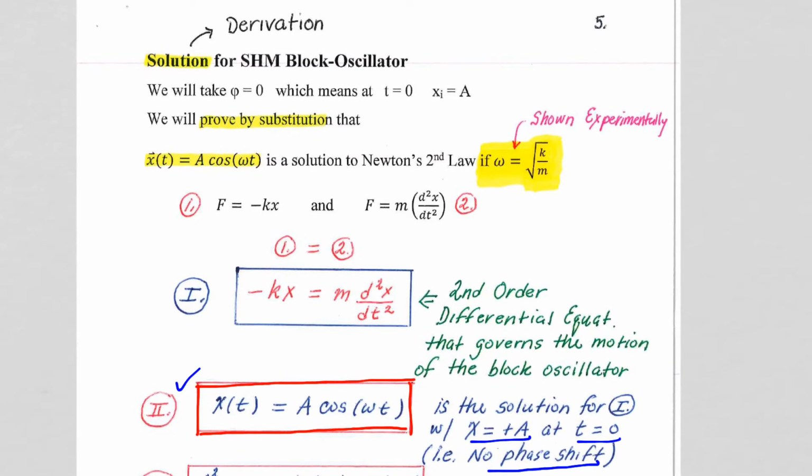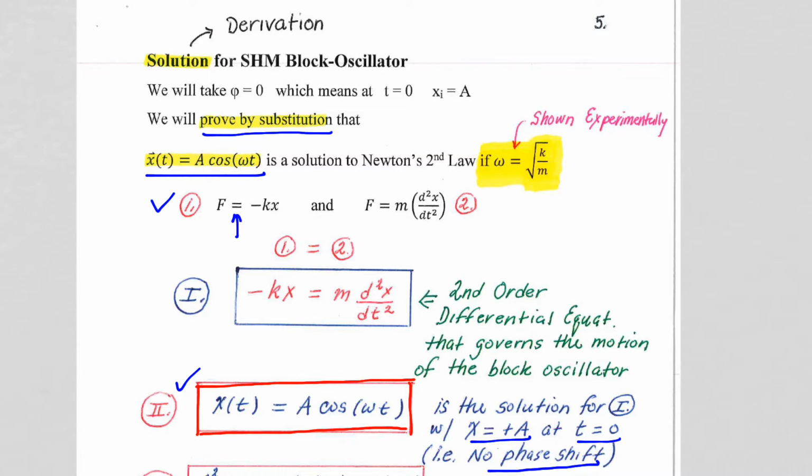Ultimately, what we are going to show on this page of notes is a proof by substitution, which is a valid mathematical proof. In other words, if our equation, substituted into the equation that governs the motion of the block oscillator, satisfies this equality, then we have a valid solution. We do not necessarily have a unique solution. So this proof does not prove that we have a unique solution, but it is absolutely a valid proof that we have a valid solution.